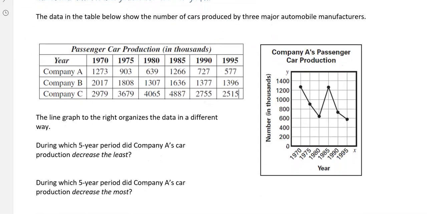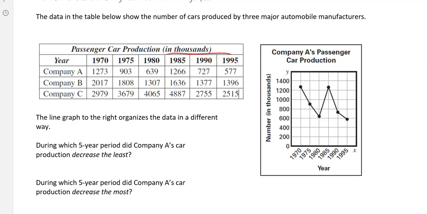The data in the table below shows the number of cars produced by three major automobile manufacturers way back in the day. Back when I was little. So, here with passenger car production in thousands. Here's the list of the years: 1970, 1975, 1980, 1985, 1990, and 1995. And we have three different car companies. Company A, maybe that was Ford. Company B, General Motors. Company C, Chrysler, how about that? Or Jeep or something. Who knows? Anyway, it doesn't really matter. Company A, Company B, and Company C.